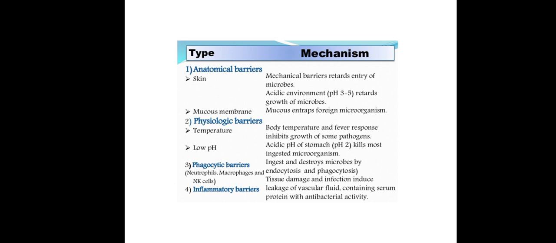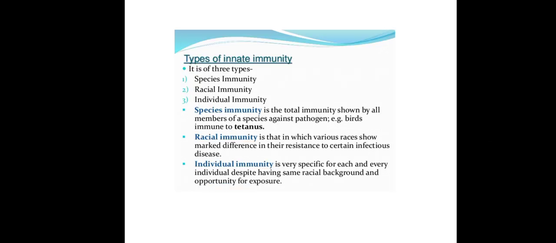Phagocytic barriers engulf, ingest or destroy the microbes by endocytosis or phagocytosis. Examples are neutrophils, macrophages and natural killer cells. Inflammatory barriers, such as tissue damage and infection, induce the leakage of vascular fluid containing serum protein with antibacterial activities.